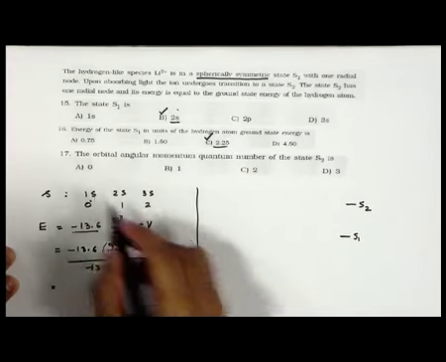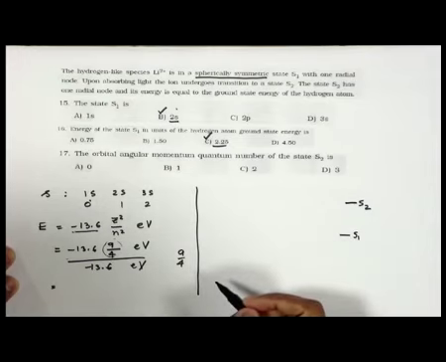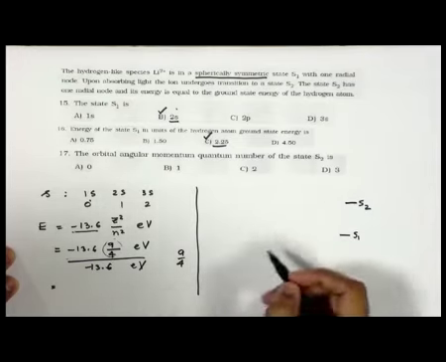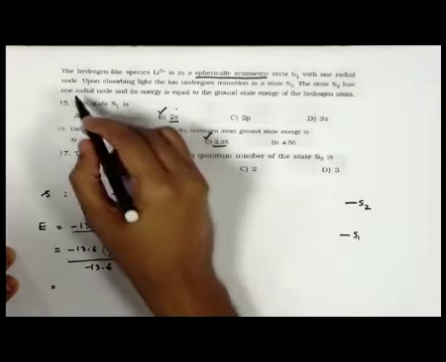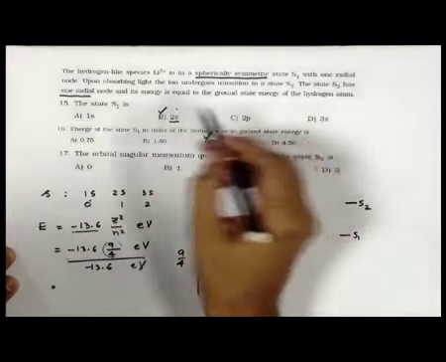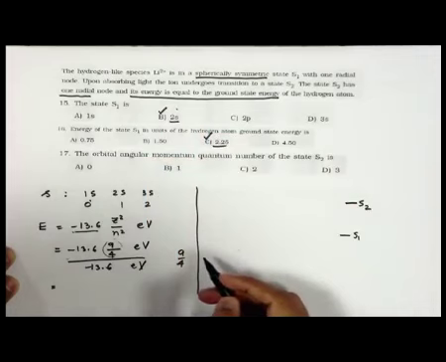The third question asks for the orbital angular momentum quantum number of the state S2. So, it wants us to find out the identity of the S2 state, and find out its orbital angular momentum quantum number. What do I know about S2? S2 has one radial node, that is one piece of information. The other is that its energy is equal to the ground state energy.